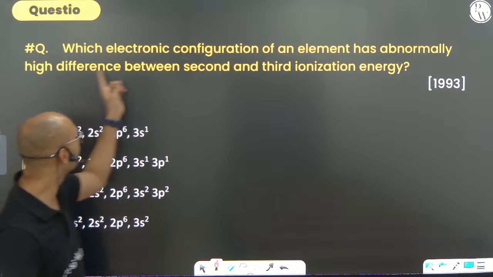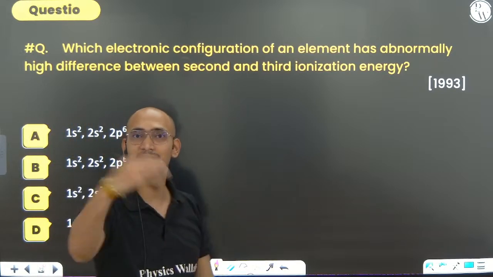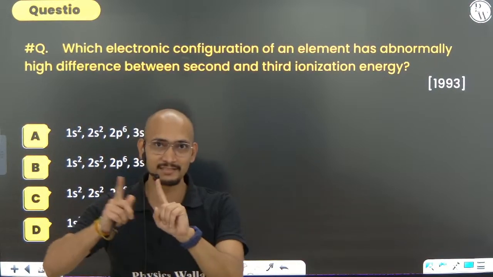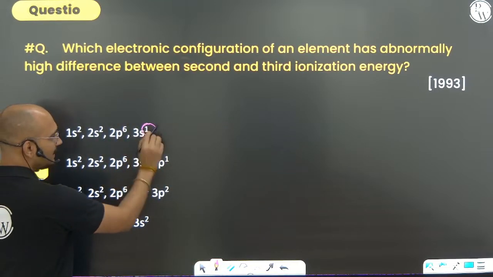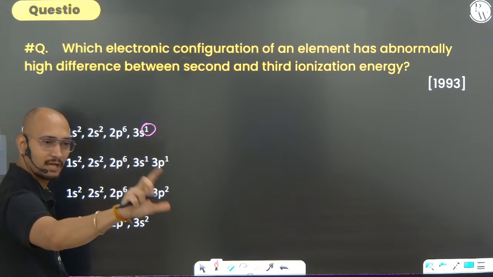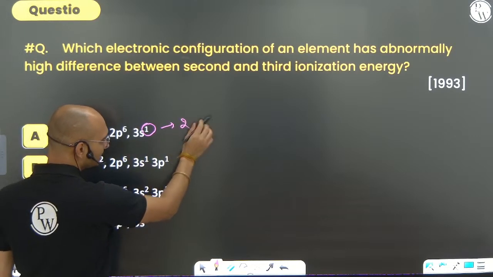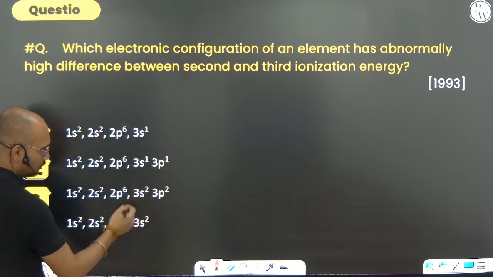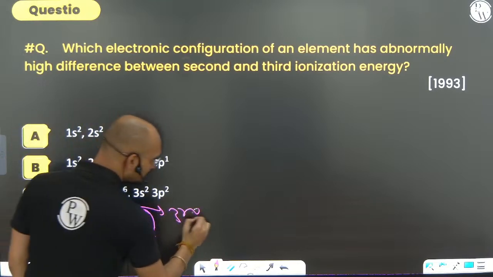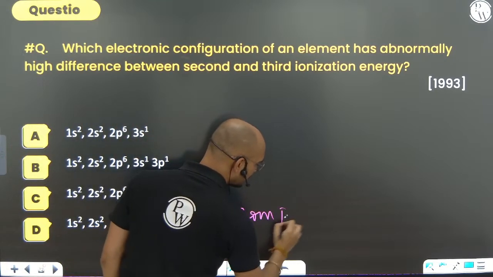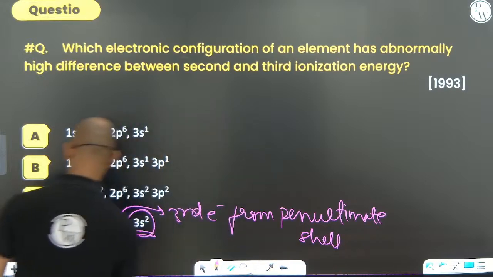Okay, easy. Which electronic configuration has an abnormally high difference between the second and third ionization enthalpy? It means the third electron is going to be taken from the penultimate shell, that is why the difference is abnormally high. I have already explained that. Next, here there is only one electron in the outermost shell, and the second will be from the penultimate, so second ionization enthalpy will be very high. So 3s2, here the third electron comes from the penultimate shell. So option D will be the correct one.